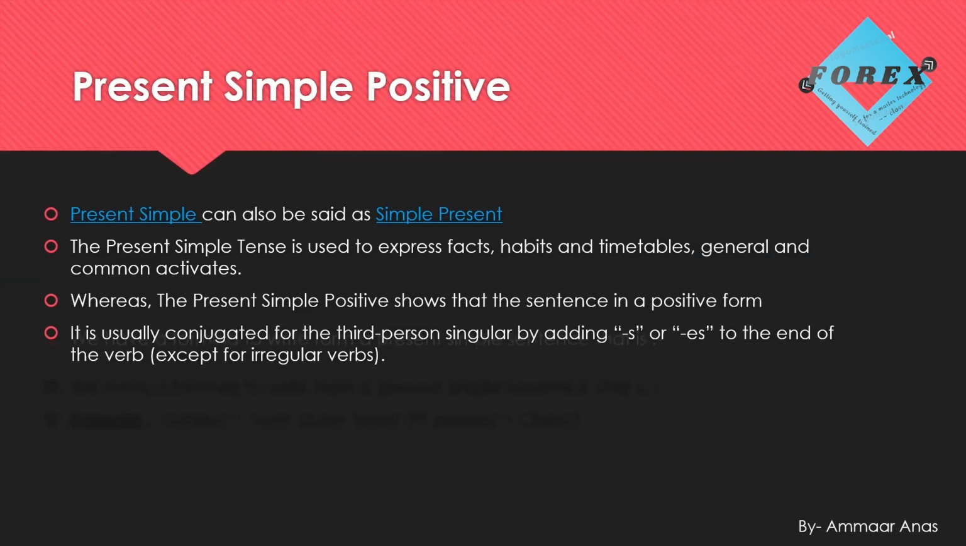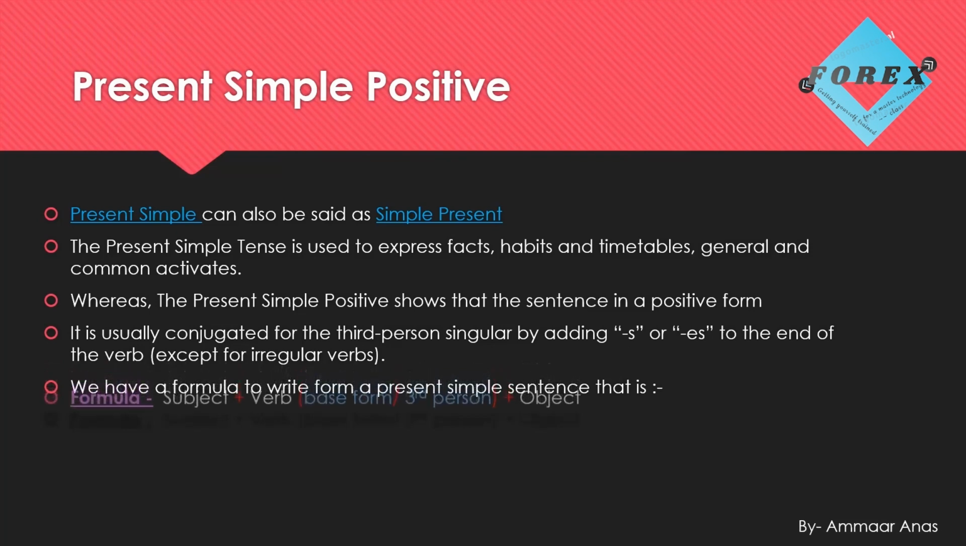And then we have it is usually conjugated for the third person singular by adding s or es to the end of the verb, except for irregular verbs. So, except for irregular verbs, if it is third person singular, we add s or es at the end so that it makes sense.